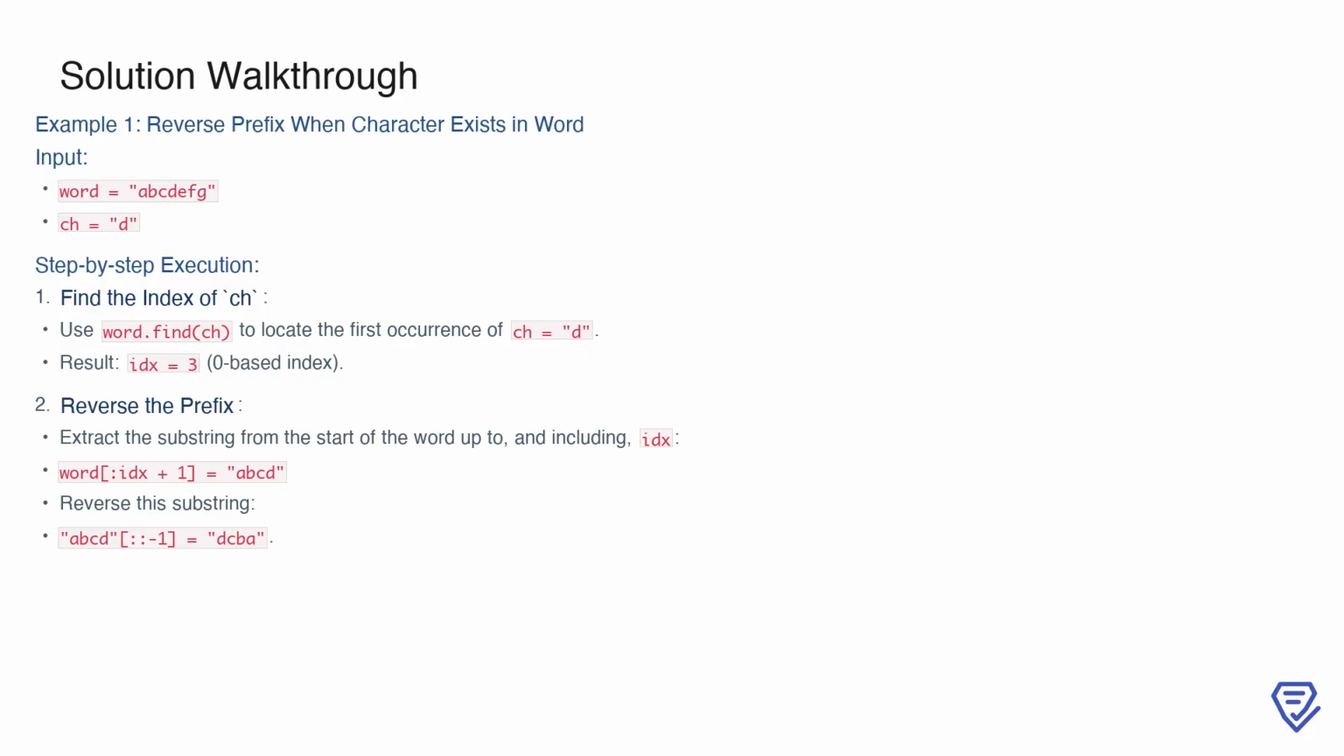Once we have the index, the next step is to reverse the prefix of the word up to and including this index. The prefix is the substring from the start of the word to index 3, which is abcd. Reversing this substring gives us dcba. This forms the reversed prefix that we'll use in the next step.